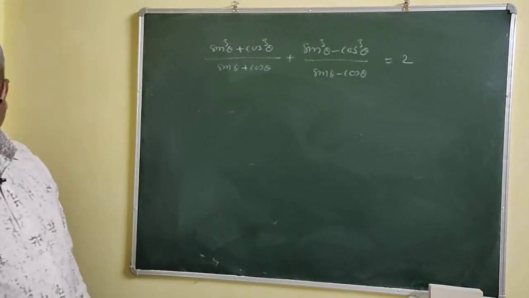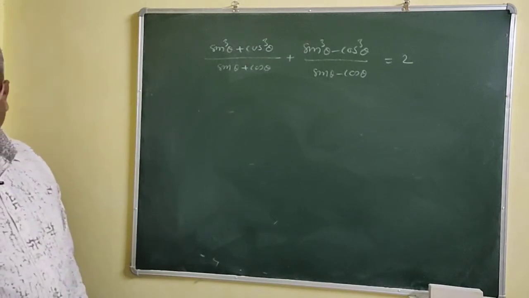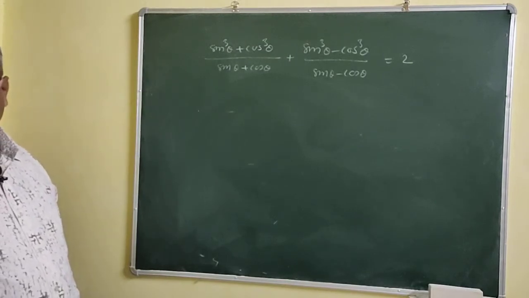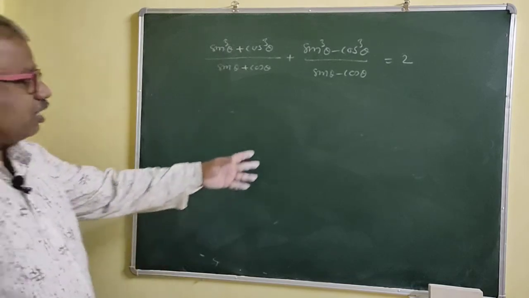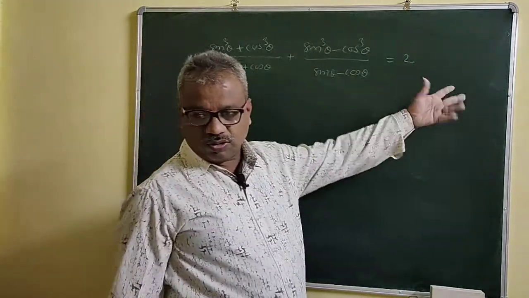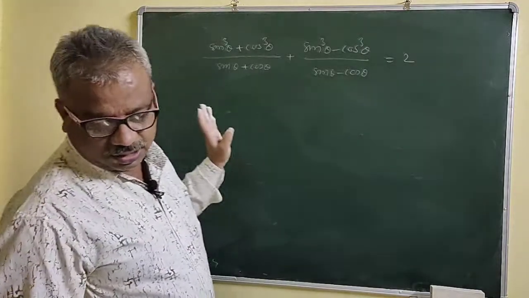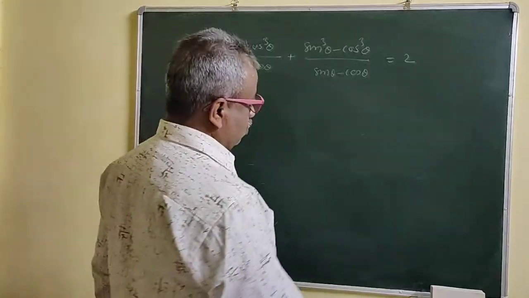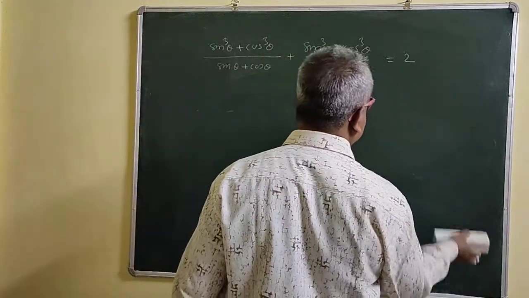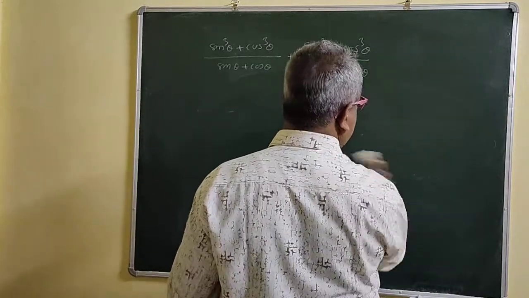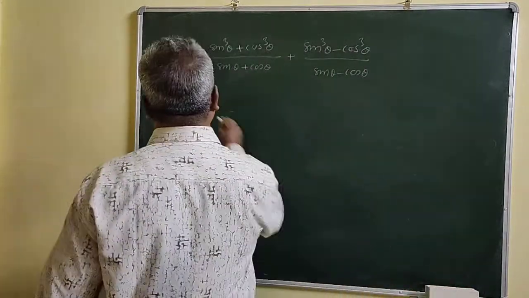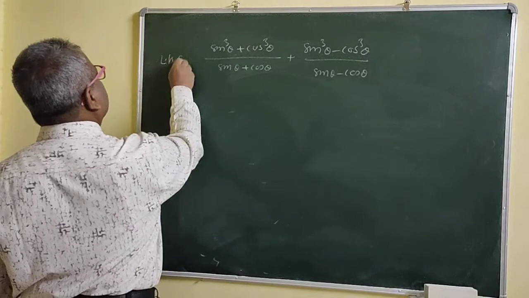Okay. So what you have to do? You have to take LHS or RHS. If you want to take the RHS, you cannot do anything now. You have to take LHS only. No option for RHS now. So take LHS and prove your RHS. Now see, the problem is very simple now.